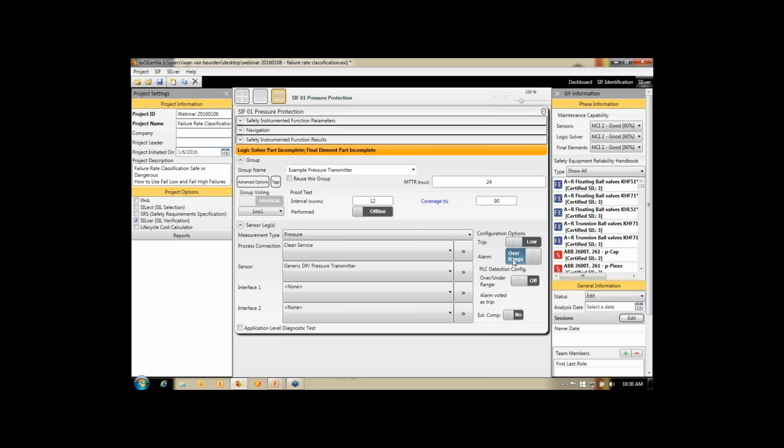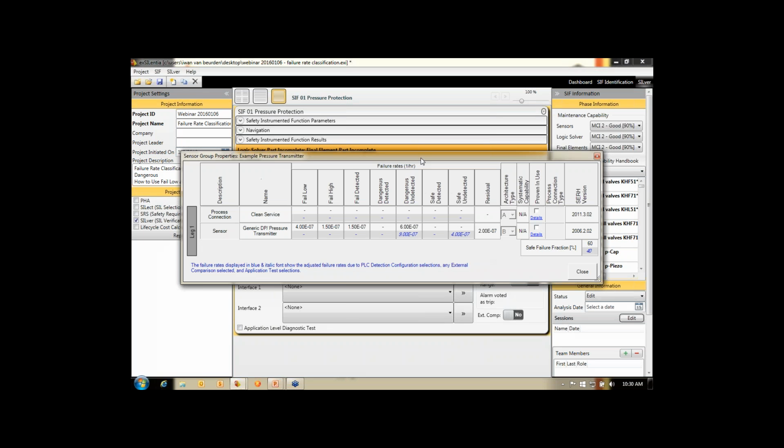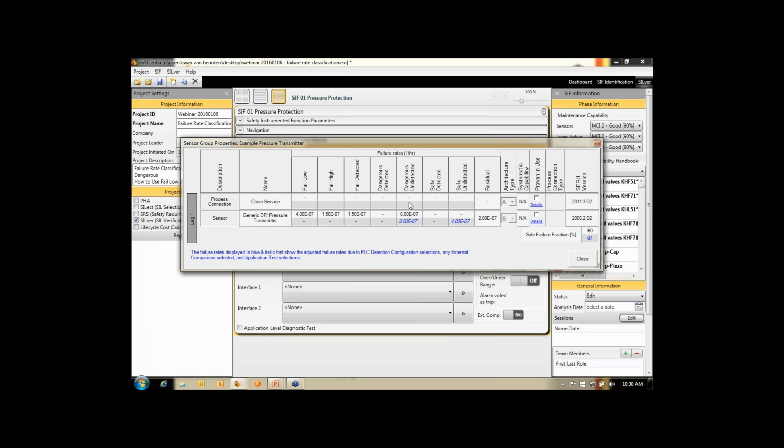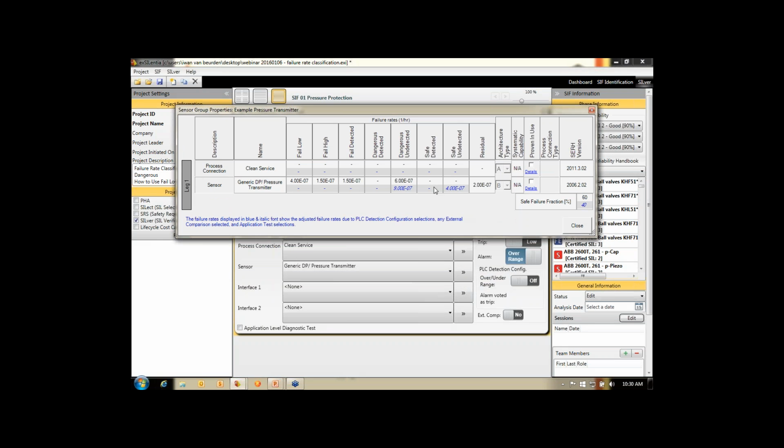Let's say I have a low trip. What happens then? Well, a low trip means that the fail low will go through the trip point. Low goes through the trip point, so those 4 are in the safe undetected category. Fail high and fail detected, which is currently still being driven over range, are going away from the trip point and are therefore considered dangerous, and therefore are getting added to the dangerous undetected failure rate.